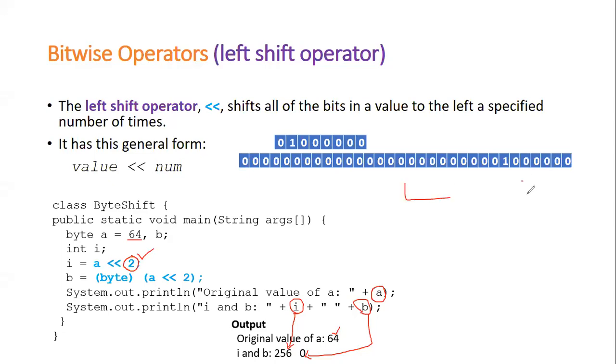This is left, this is right. It means I need to shift the bits towards my left. Now this is my original bits, and I need to perform the left shift two times.